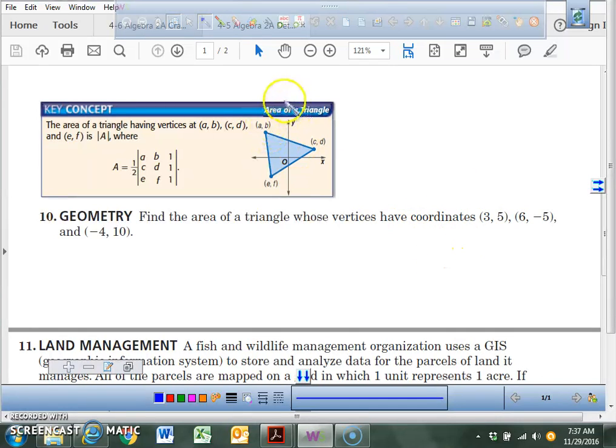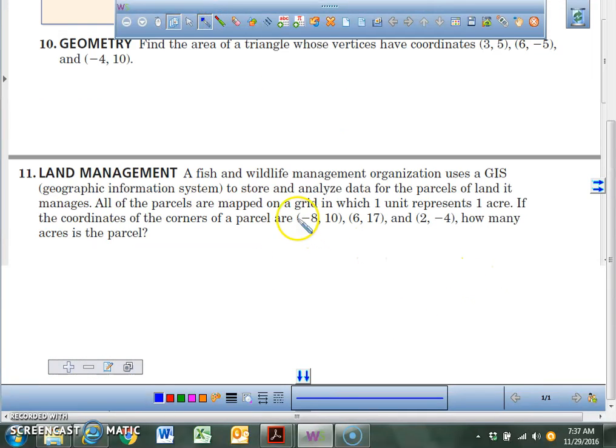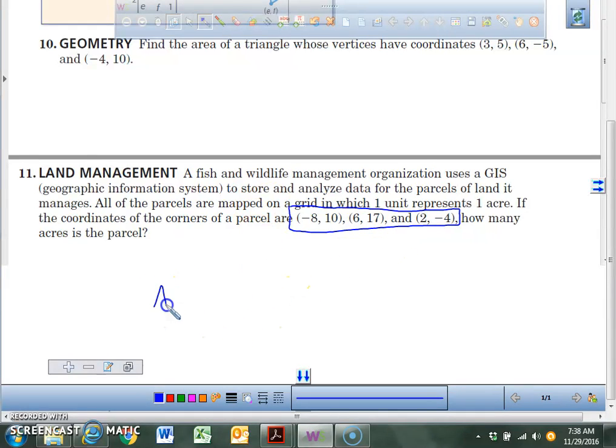What we're going to do right now is go over how to find the area of a triangle using a determinant of a 3 by 3. We're going to look at problem number 11. We have 3 ordered pairs right here, and I want you to understand how to set this up because you'll see problems like this on the final.